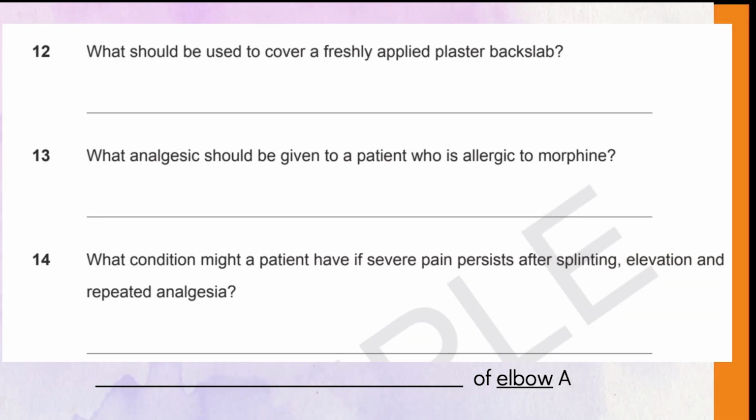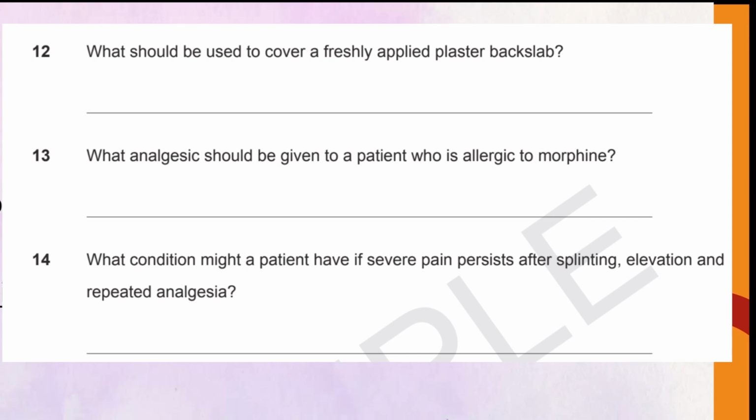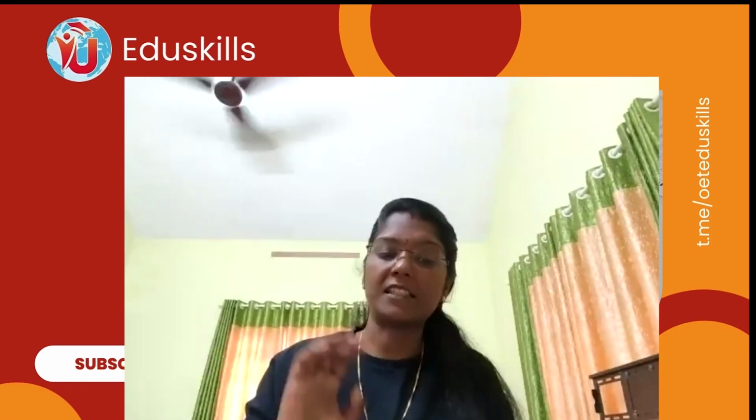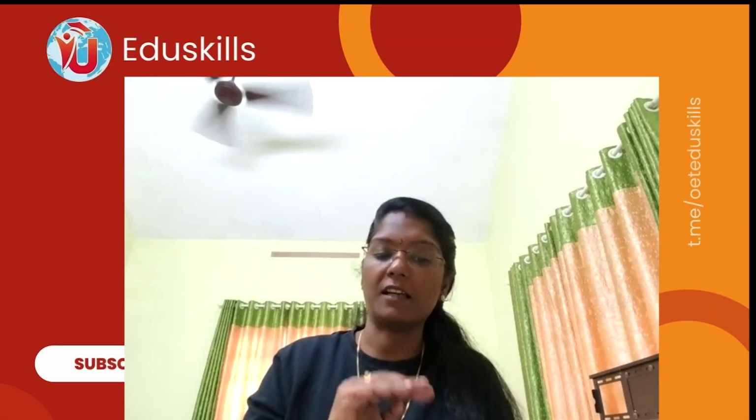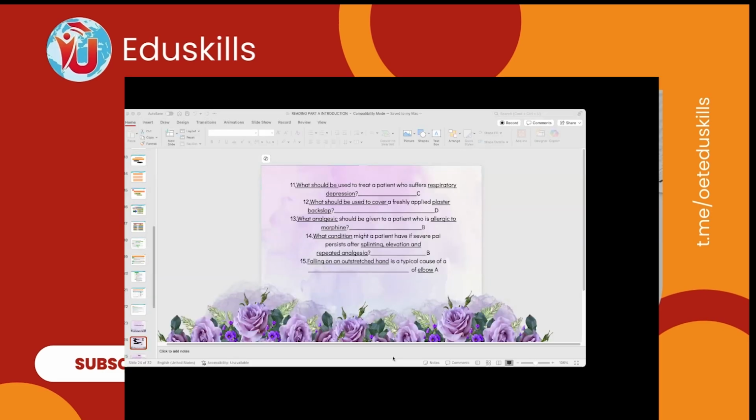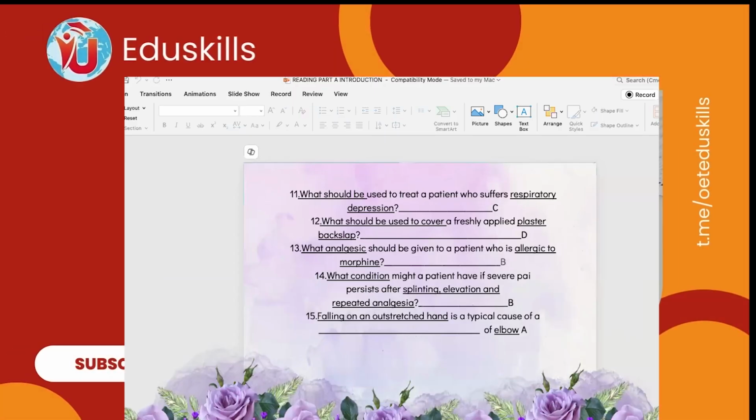Then the next question, what condition might a patient have if severe pain persists after splinting, elevation, and repeated analgesia? Then we have to underline "what condition" and "splinting, elevation, and repeated analgesia." This splinting, elevation, and repeated analgesia comes under text B. They are telling assessment, management, and all these things are dealt with in text B. Then we have to write simply near the question, that is B, text B.